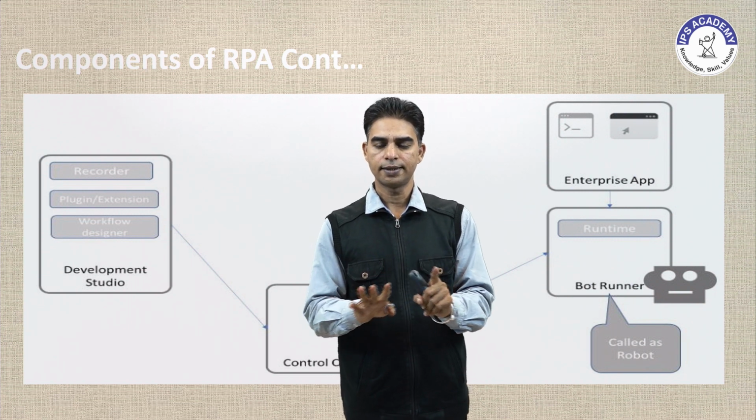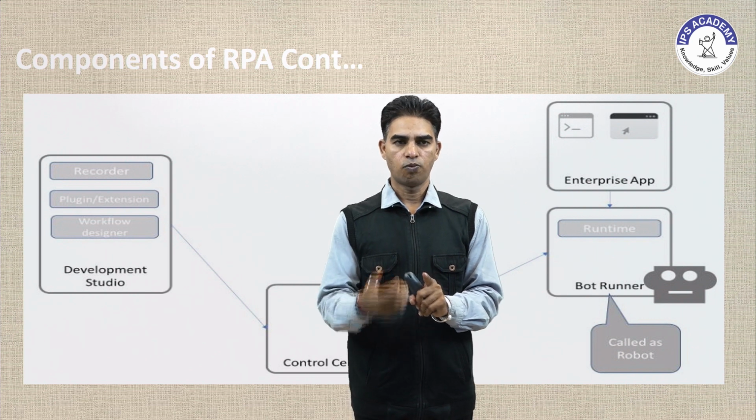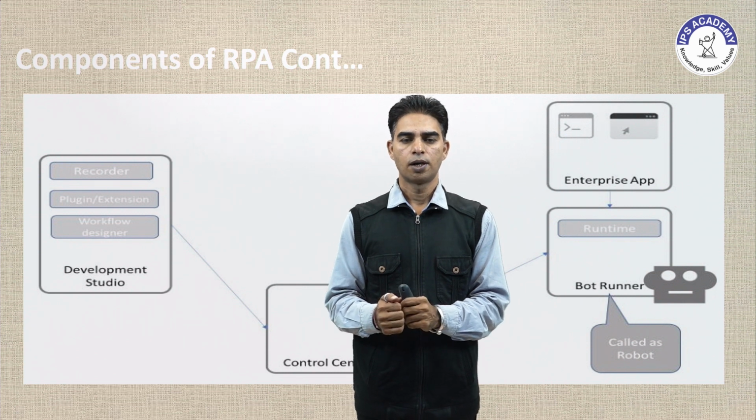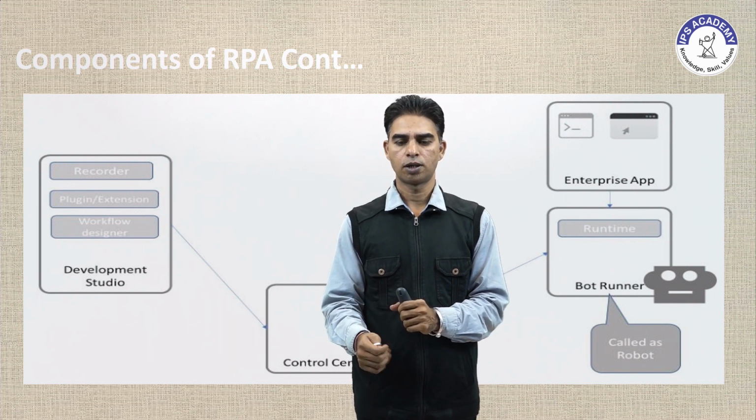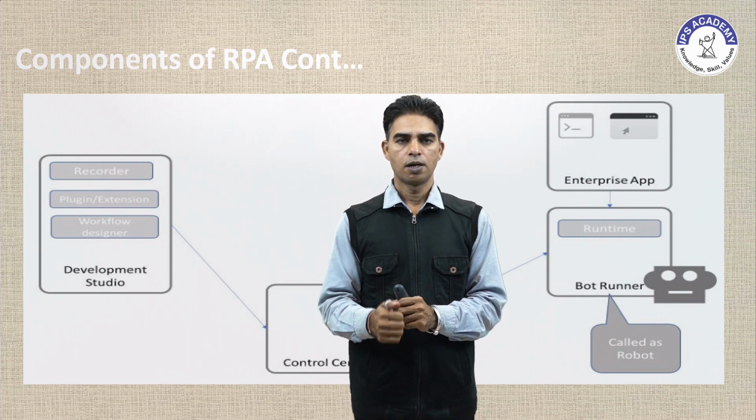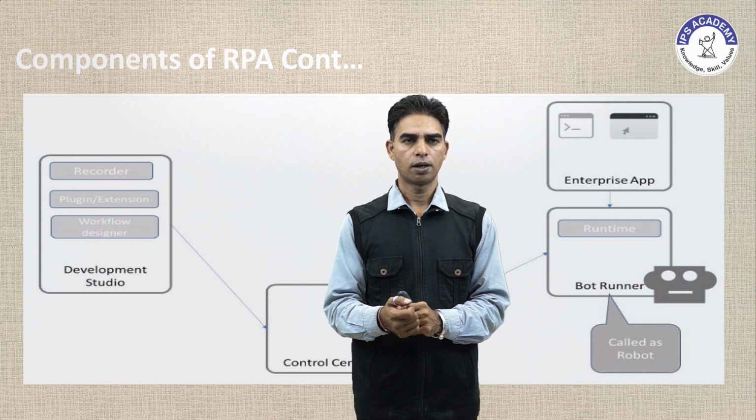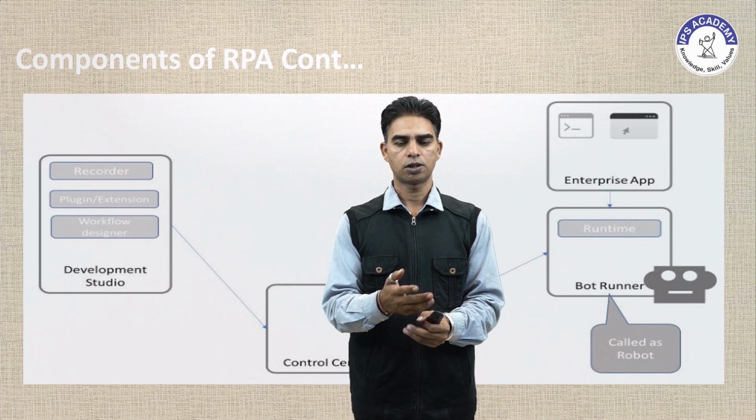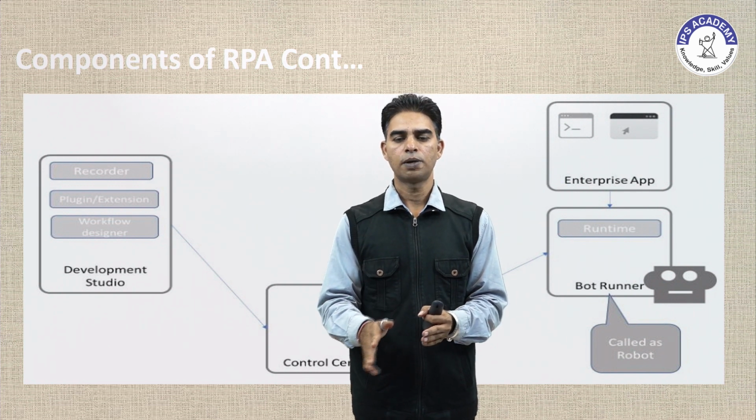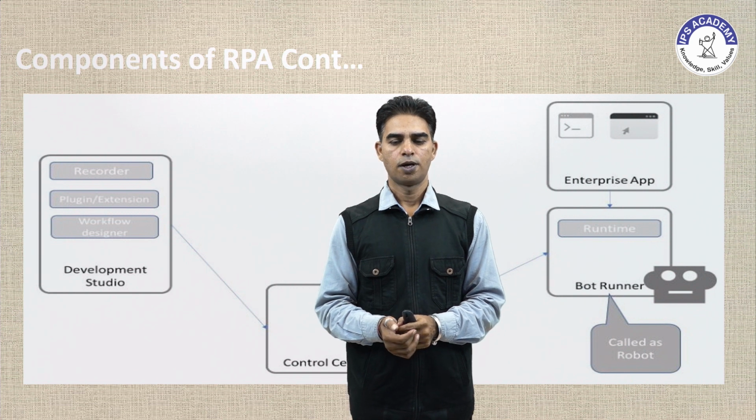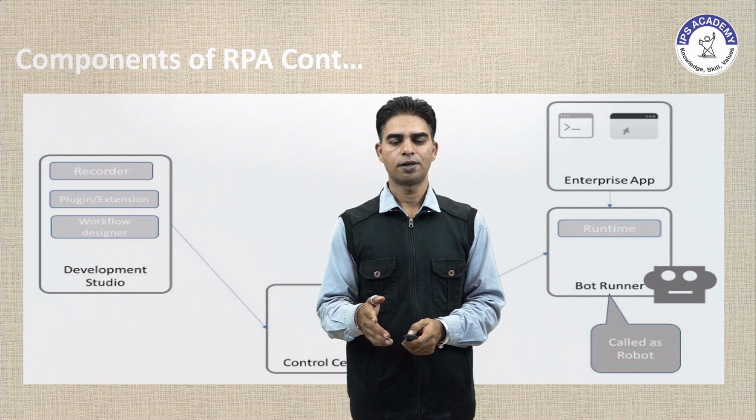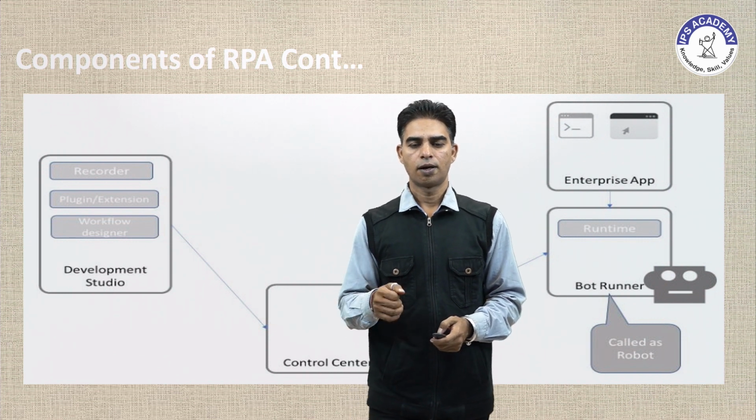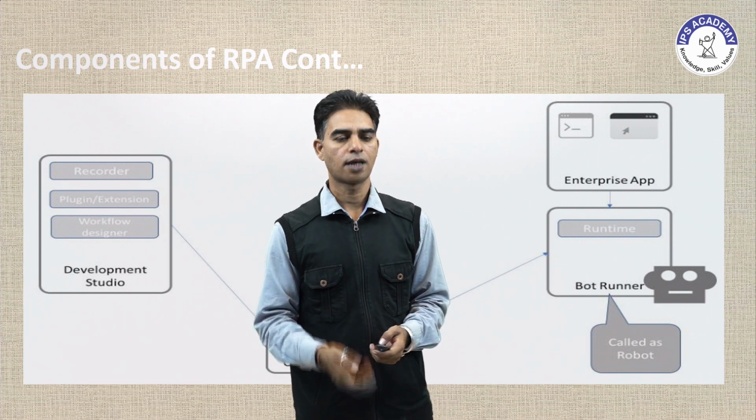When you have designed these steps, how will the workflow work? Whenever you click on this robot, or bot runner, it will mimic all the steps you did in the previous recorder, or any workflow you designed. Just after clicking that robot, it will run all your process. So the main components are the robot, the studio, and the control flow. The robot runs all your designed process.